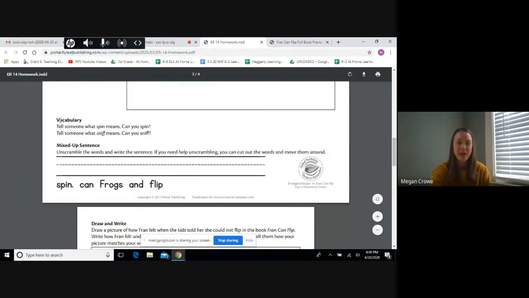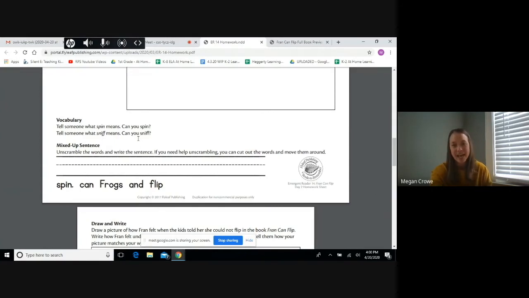This part says vocabulary. Tell someone what spin means. Can you spin? Remember Fran spinning in the story. Tell someone what sniff means. Can you sniff? In our story, Fran was sniffing when she was sad about not being able to flip.